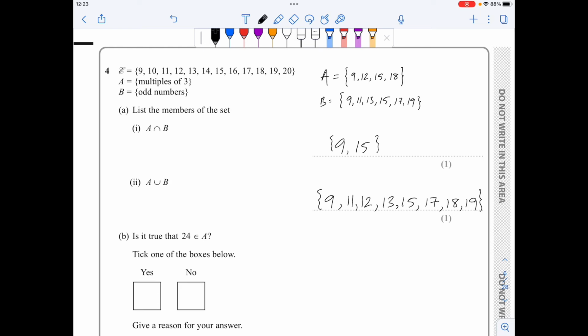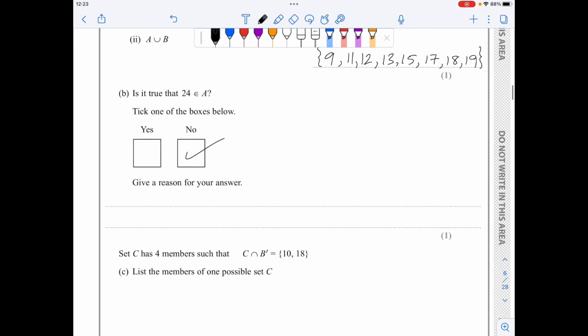In part B, it says, is it true that 24 is an element of A? Although 24 is a multiple of 3, in the universal set, we only have elements from 9 to 20. So 24 is not in the universal set, and the answer is no.